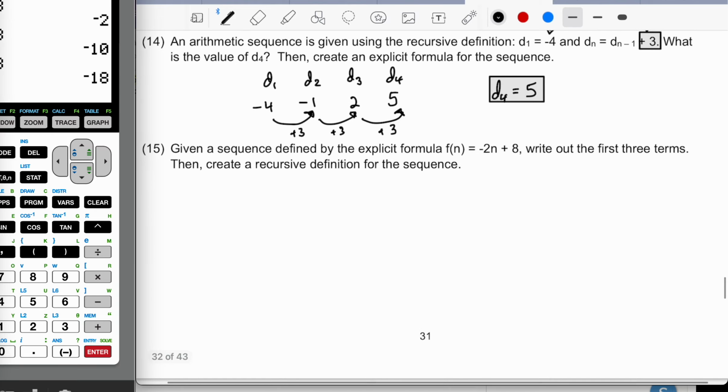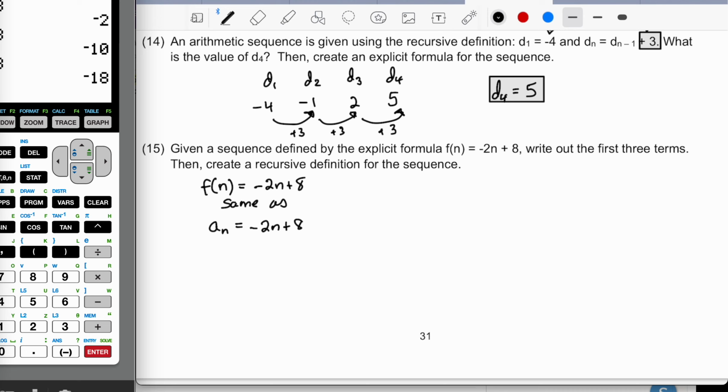Then the last one: given a sequence defined by the explicit formula, write out the first 3 terms and then create a recursive definition for the sequence. All right, so they wrote it in function notation. That's perfectly fine. It really means the same thing. So f of n is equal to -2n plus 8 is the same as a sub n is equal to -2n plus 8. It's just a different notation to represent the same thing.